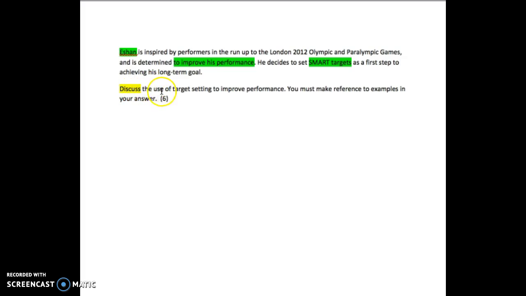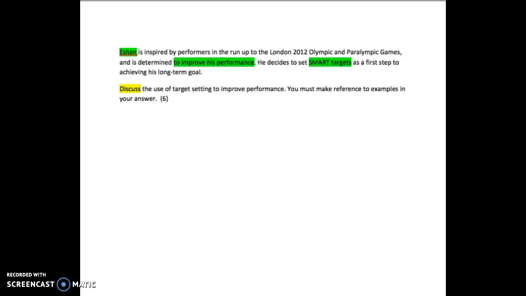And then it says, discuss the use of target setting to improve this performance. You must make reference to examples in your answer. So it's not giving us a great deal more information, but it has given us this command word discuss. And we know that means to explain the content, but also look at the other side of things if SMART targets weren't used. And to start off, what I want to do is give an introductory paragraph that really explains why target setting, whether they're SMART or not, is useful.